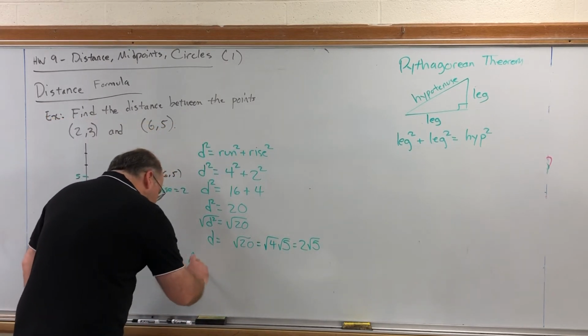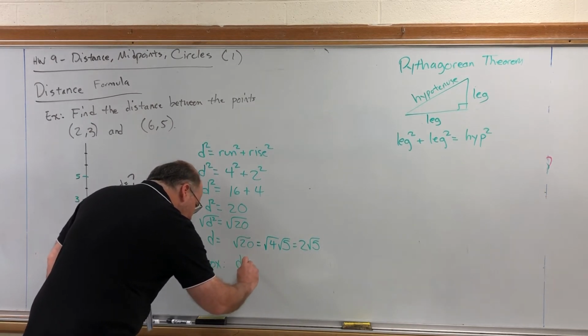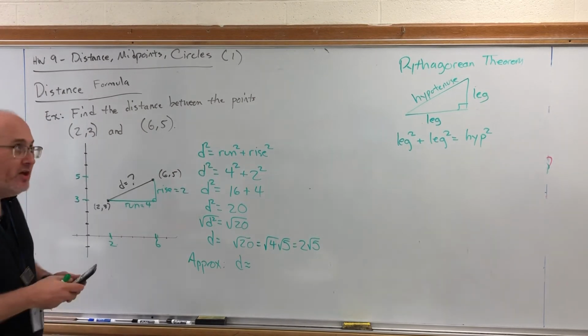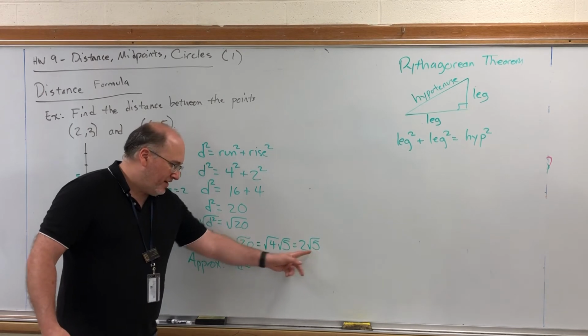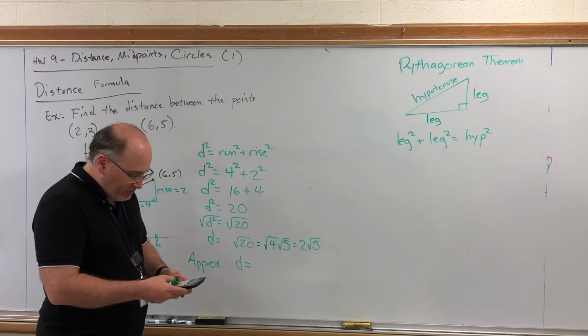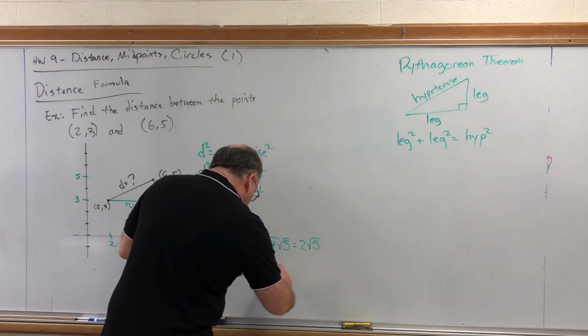Now, some questions in the homework will ask you to give an approximation to the distance, namely meaning if it comes out to a square root, put it in a calculator and give me a decimal answer. You can do 2 times the square root of 5, but honestly, it's easier to just do the square root of 20. So if I did the square root of 20, I would get to 2 decimal places, 4.47.